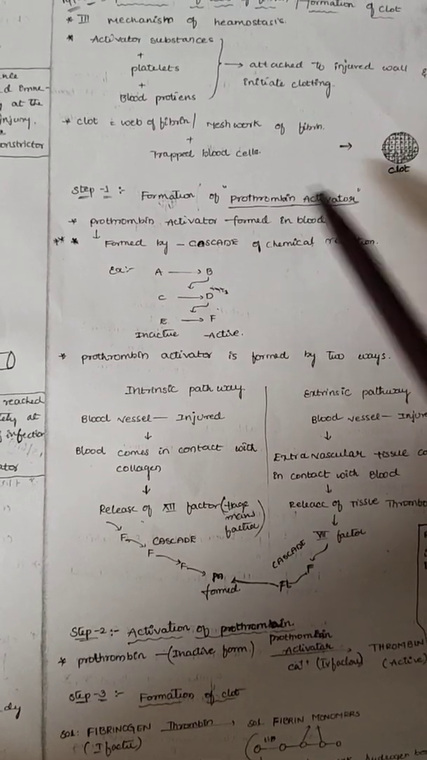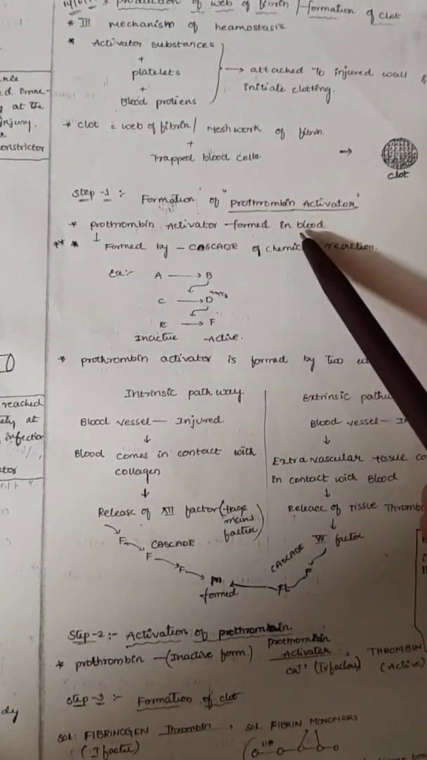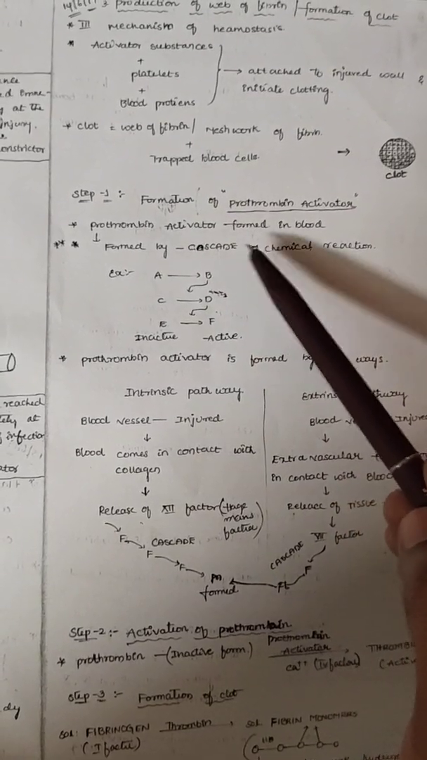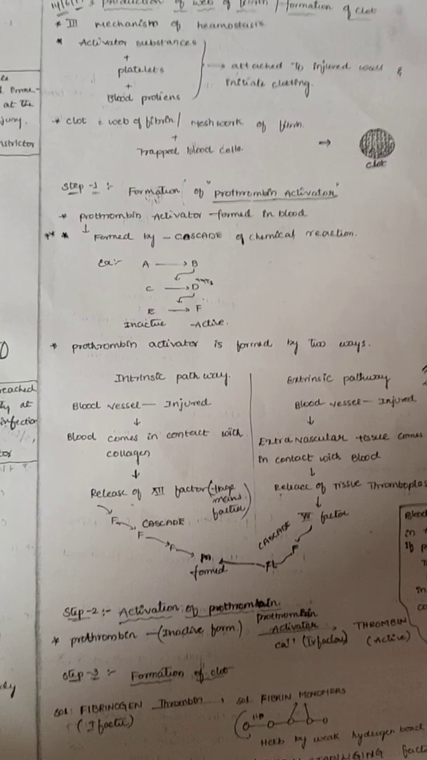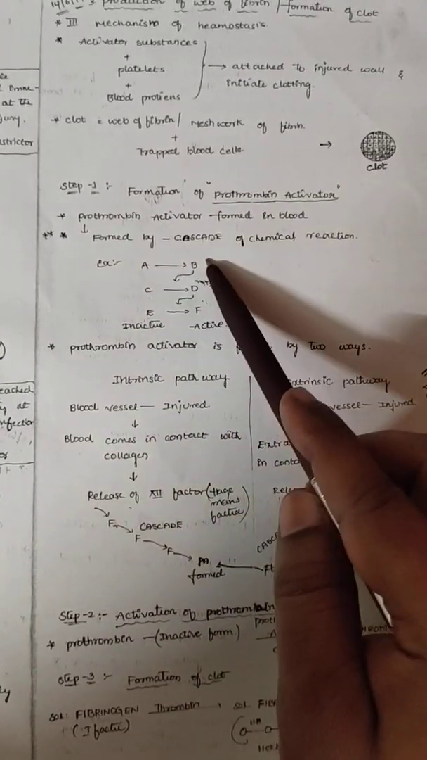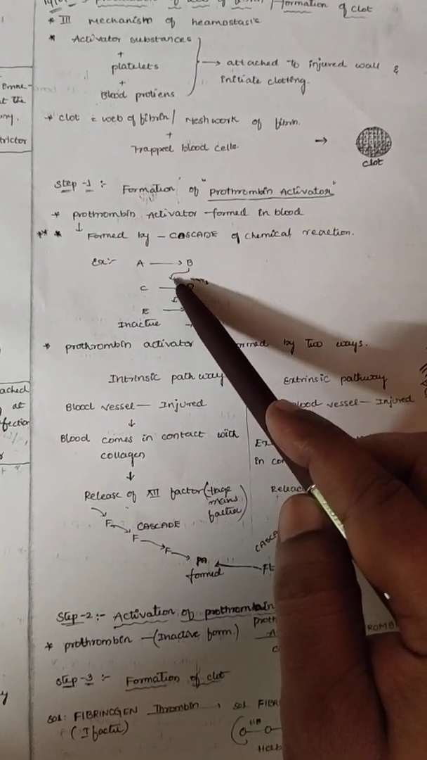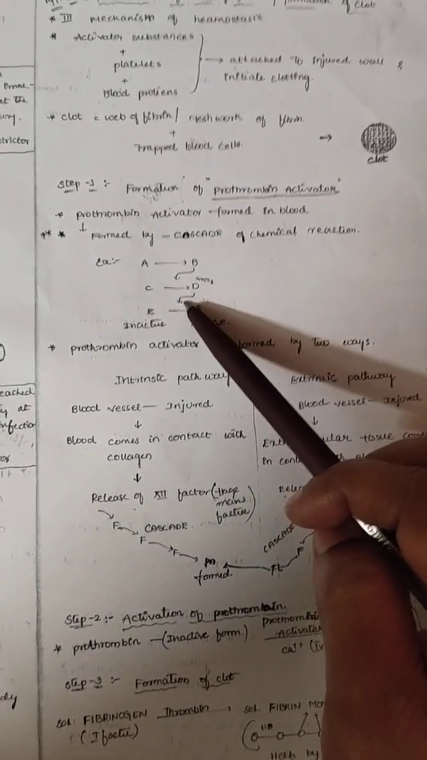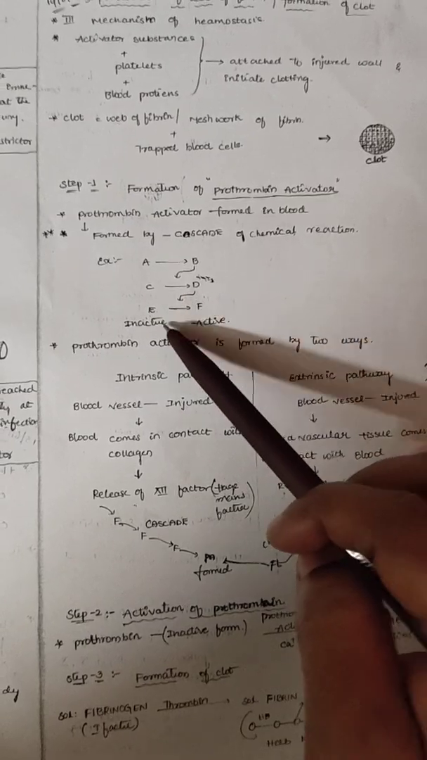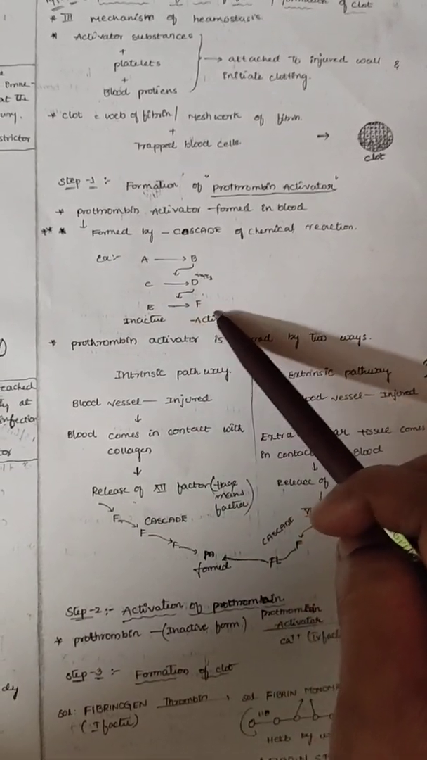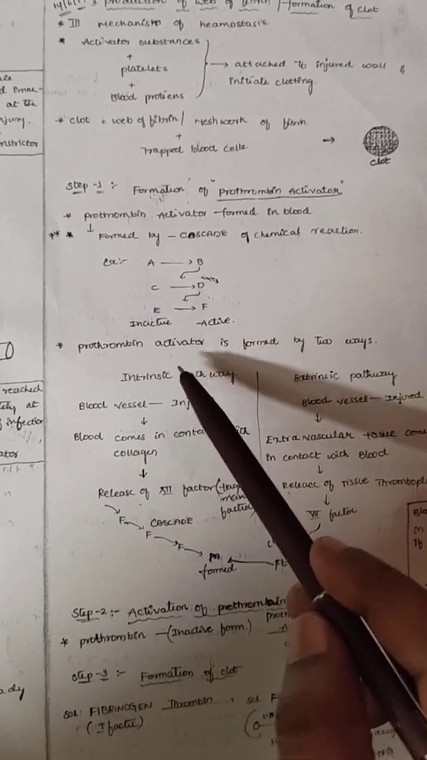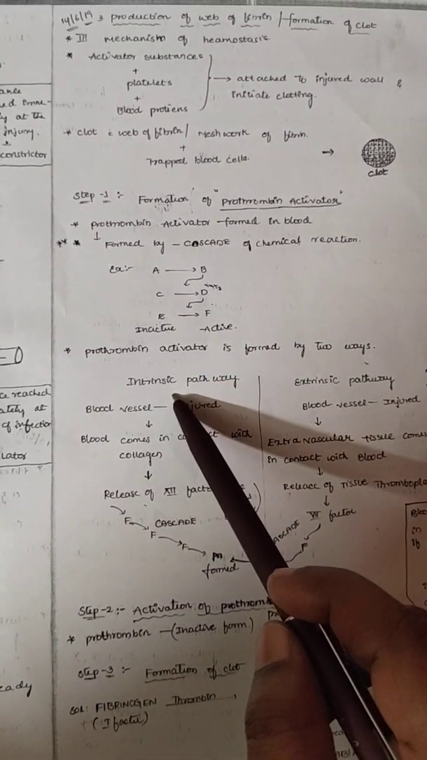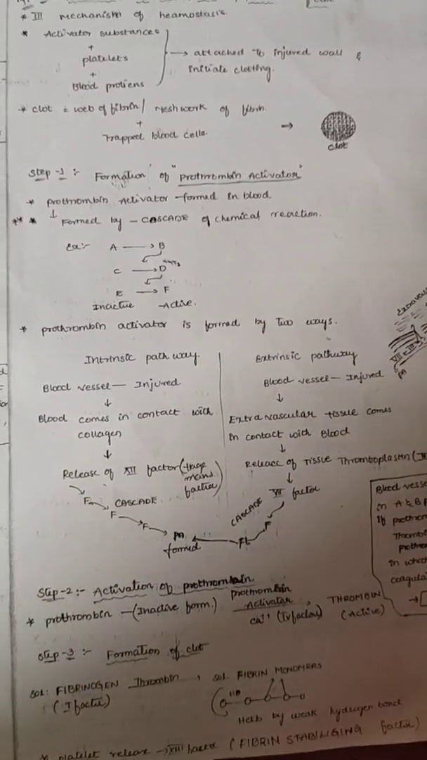I already said prothrombin activator is formed by what type of reactions? Cascade chemical reactions. Cascade chemical reaction means many reactions. Suppose A to B, B is activated, B activates C to D, D activates E to F, that is, inactive form to the active form. Now this prothrombin activator is formed in two ways: one is the intrinsic pathway, another is the extrinsic pathway.